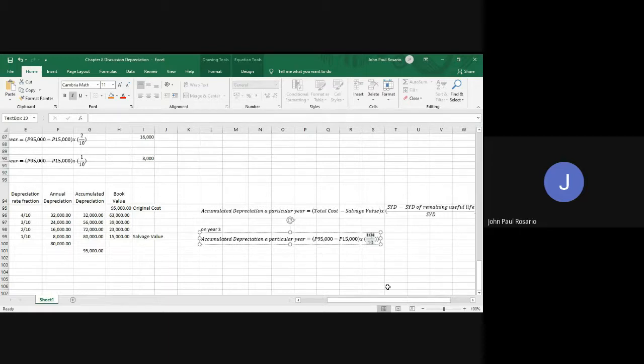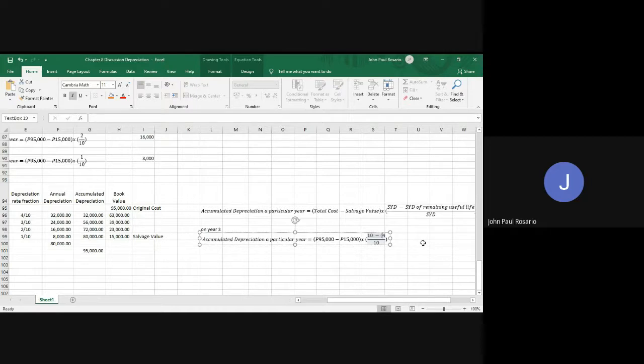And then we deduct from that the SYD of the remaining useful life. So, this is the total cost. Yeah, that's it. So, remaining useful life, always the SYD of the remaining useful life.